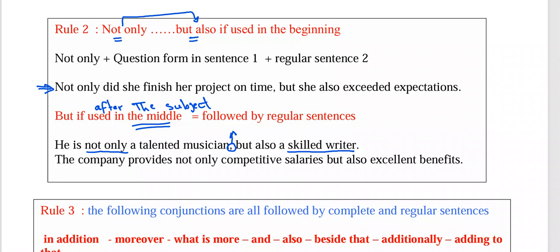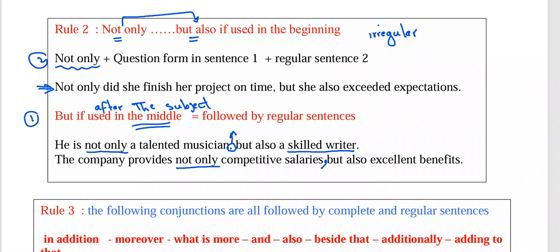Next sentence: the company provides not only competitive salaries, but also excellent benefits. So using "not only" after the subject is not an irregular rule, it's a regular use. The irregular rule is when you start the sentence with "not only." So this is rule number 2. This is different. Take care.